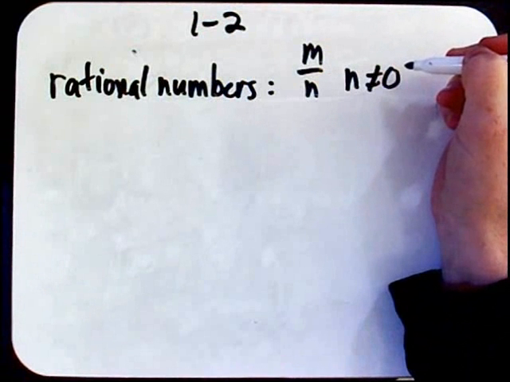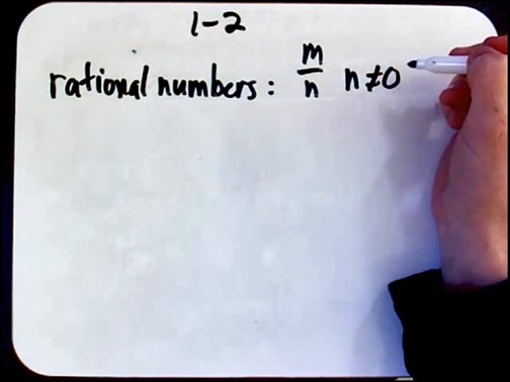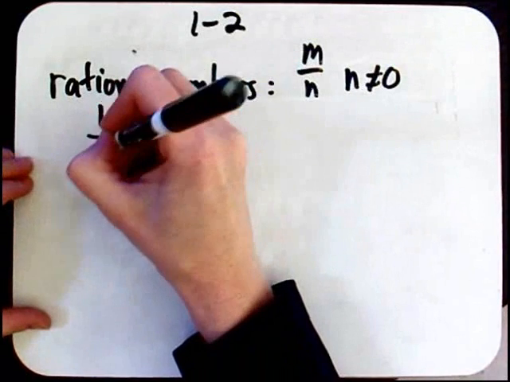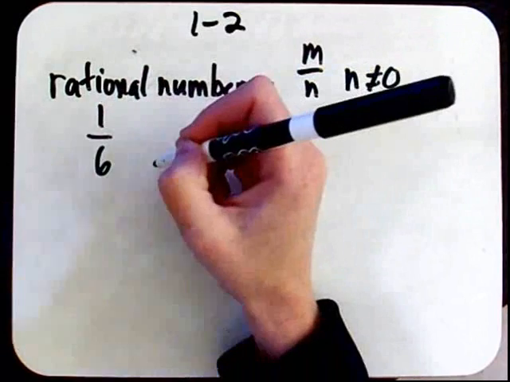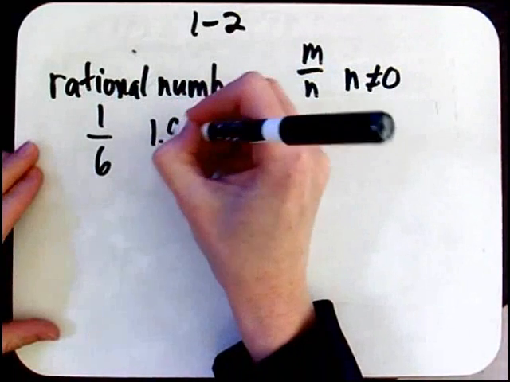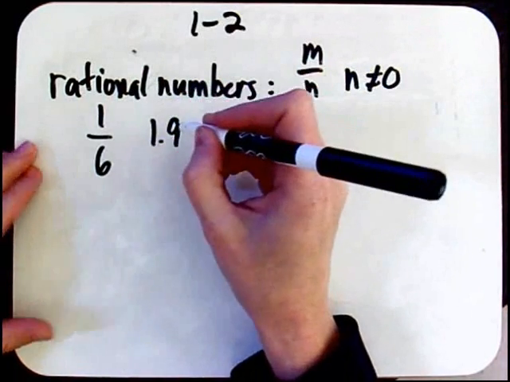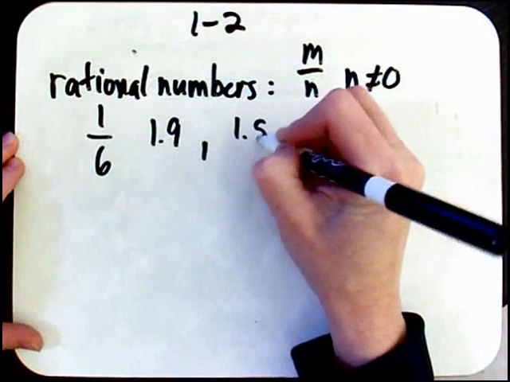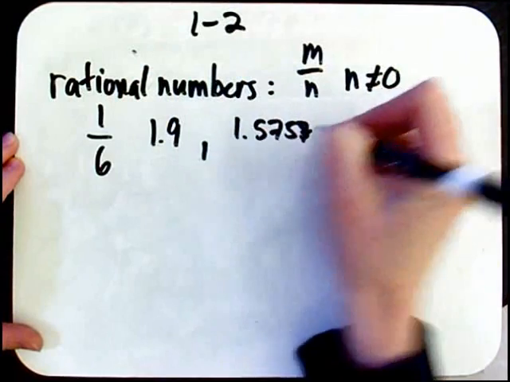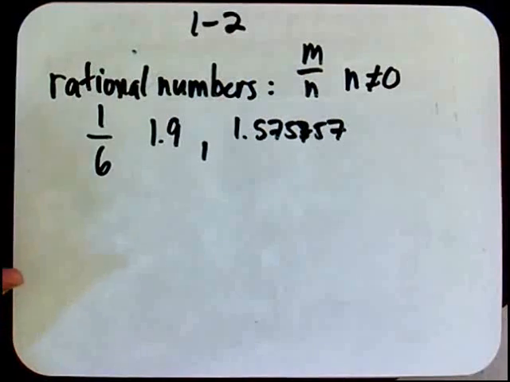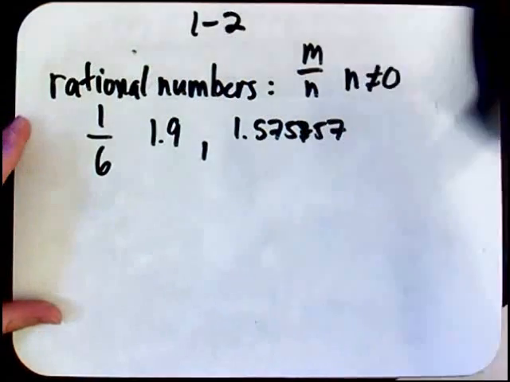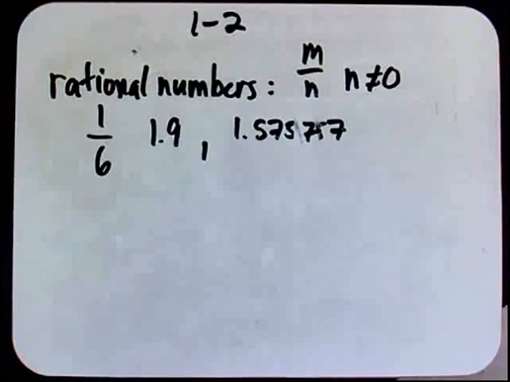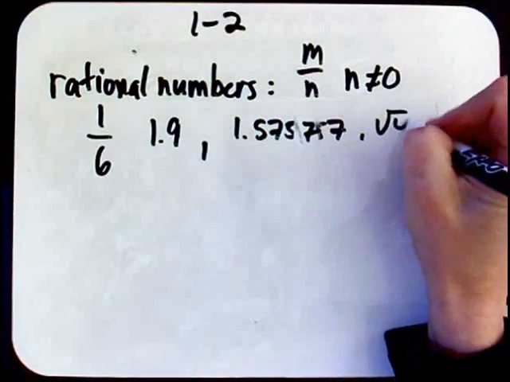And the decimal form of a rational number is either terminating or repeating, which means something like 1/6 for a fraction, that's a rational number. 1.9, that's terminating. There's nothing after that 9. It's just 1.9. Or repeating, which is 1.575757. That 57 keeps repeating on forever. So those are the rational numbers. Square root of 4 also.